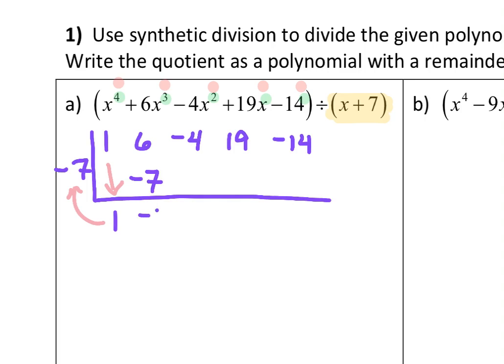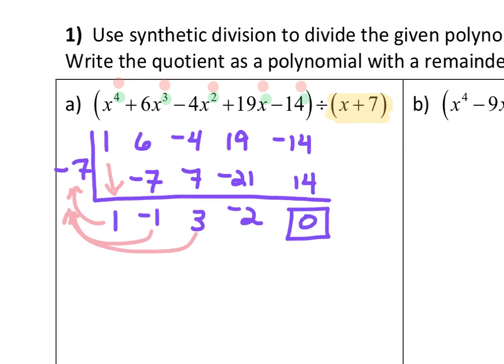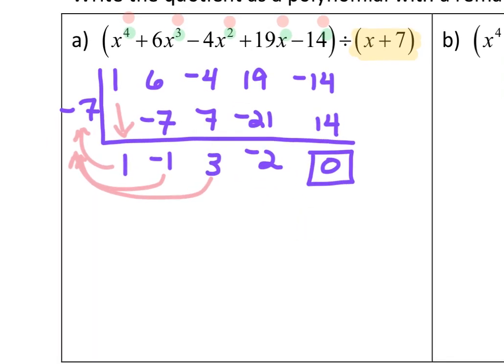6 plus -7 is -1. I'm going to multiply again, -1 times -7, this time is +7. -4 plus 7 is 3. Again, I'm going to multiply 3 times -7, and that's -21. 19 plus -21 is -2, and -2 times -7 is +14, so your remainder is 0. And help yourself visually by putting a little box around the 0 to make sure that you know that that remainder is written as a separate thing than the rest of the polynomial.